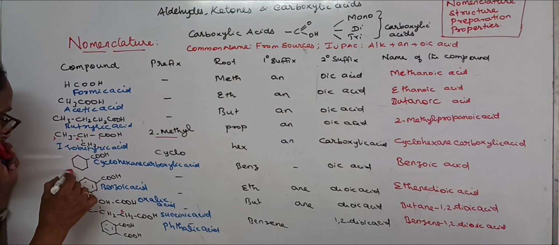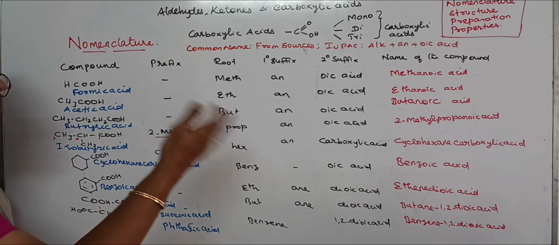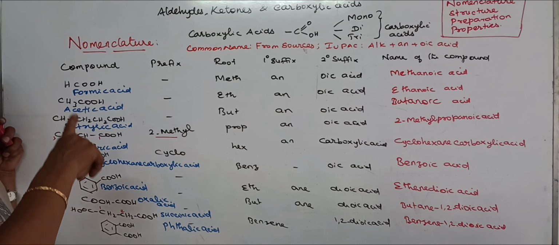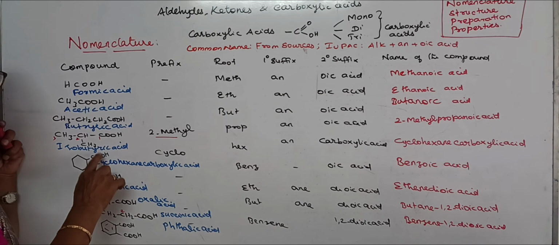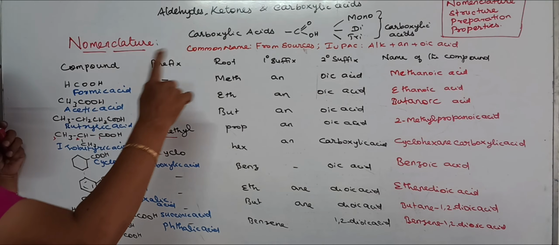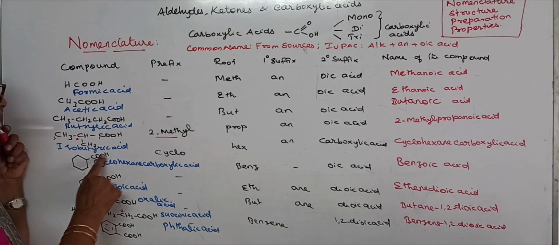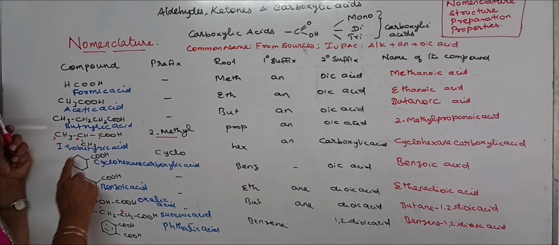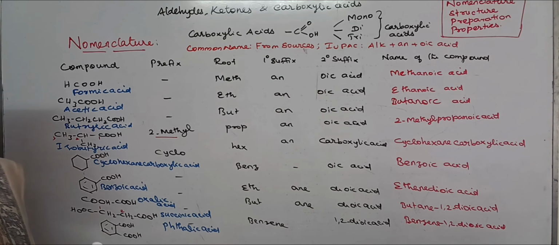And in this cyclohexane, we have a carboxylic acid. The common name as well as the IUPAC name are similar. In place of COOH, if I have CHO, then the name given under aldehydes is cyclohexane carbaldehyde. Similarly, instead of the aldehyde, I have COOH, so the name will be cyclohexane carboxylic acid. Both the common name and the IUPAC name are the same.